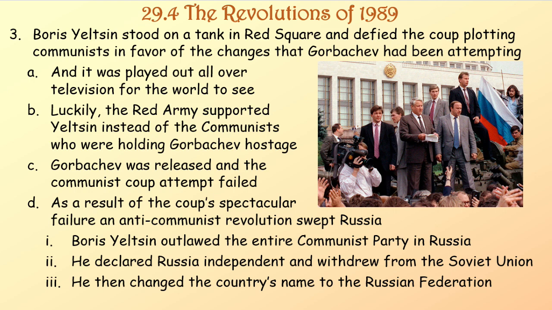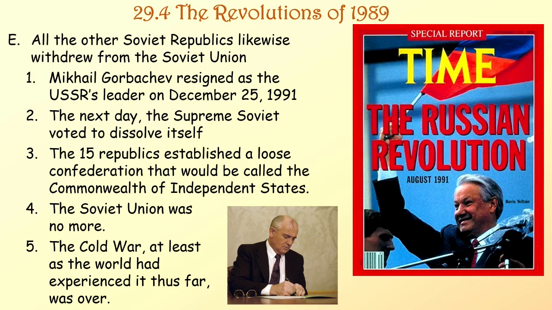As a result of the coup's spectacular failure, an anti-communist revolution swept Russia. Boris Yeltsin outlawed the entire Communist Party in Russia, and he declared Russia independent and withdrew from the Soviet Union. He then changed the country's name to the Russian Federation. All the other Soviet republics likewise withdrew from the Soviet Union.